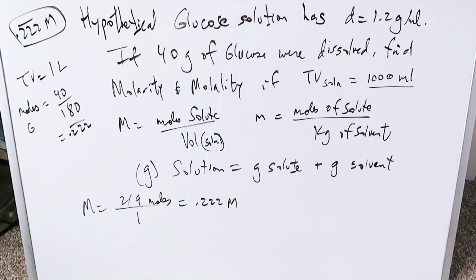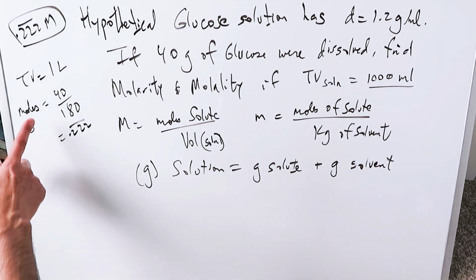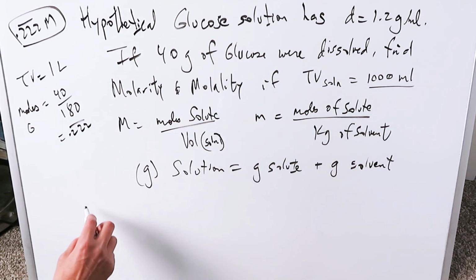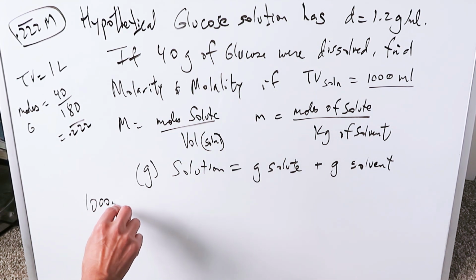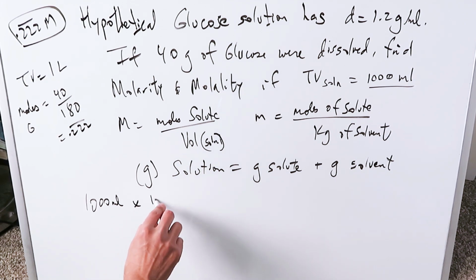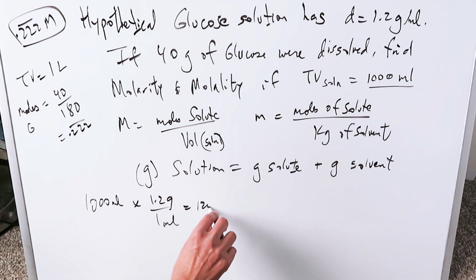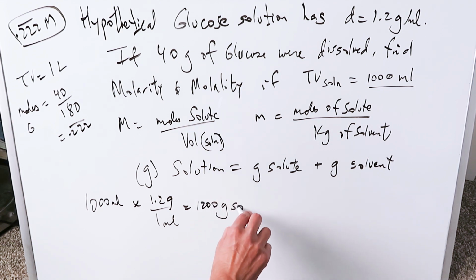The majority of the time we'll spend now in determining the molality. The molarity was easy, we've done that. Now for the molality calculation, we already have the moles of glucose, which is fine, we'll use that. But we need to determine the kilogram of solvent. Given the total volume, we have 1000 milliliters, and given the fact that we have a density of 1.2 grams per 1 milliliter, we're now looking at 1200 grams of solution.